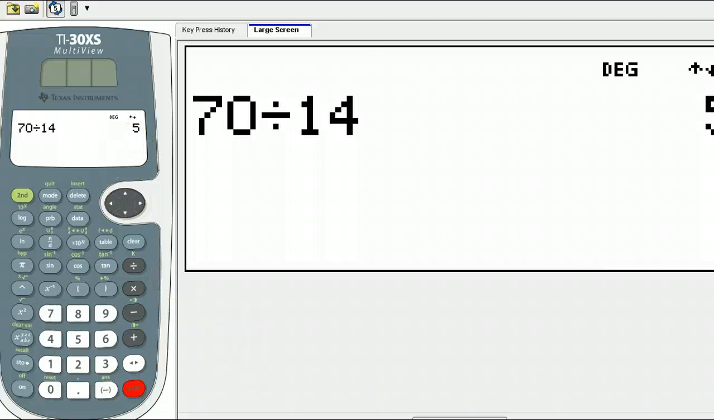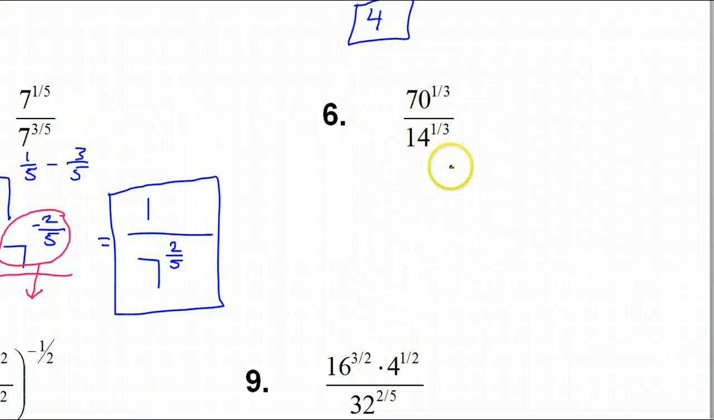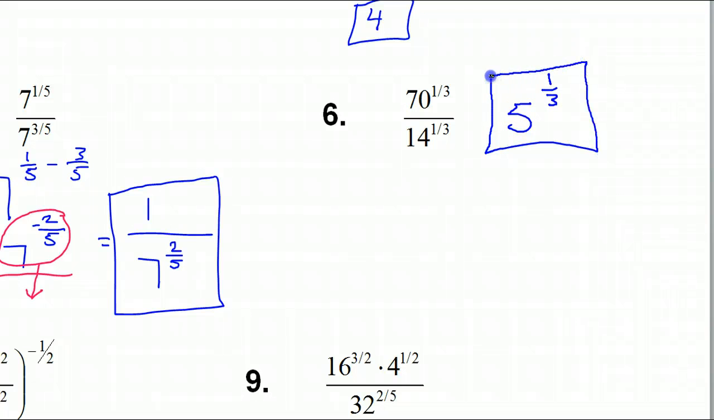And that is 5. So for that reason, I'm going to have 5 to the 1/3 power. And that's it. That's the answer to number 6. All right, how about number 7?